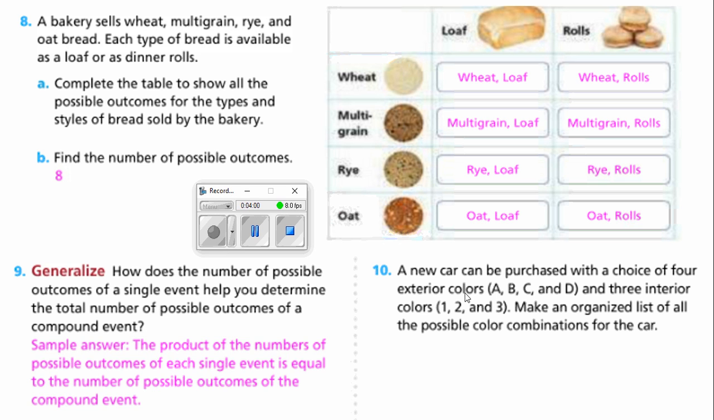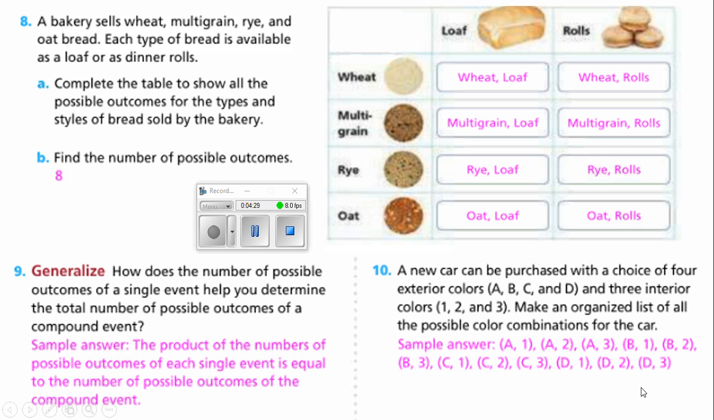Number 10. A new car can be purchased with a choice of 4 exterior colors, A, B, C, or D. Those are the 4 different colors. And 3 interior colors, 1, 2, and 3. Make an organized list of all the possible color combinations. Well, that's going to be A1, A2, A3, B1, B2, B3, C1, C2, C3, and D1, D2, and D3. And that, of course, is going to give us 4 times 3. That's going to give us 12 possible combinations. 1, 2, 3, 4, 5, 6, 7, 8, 9, 10, 11, 12.